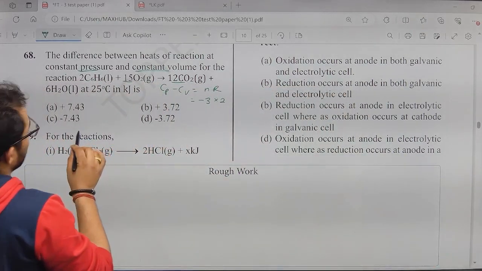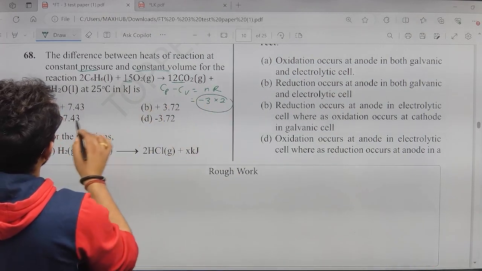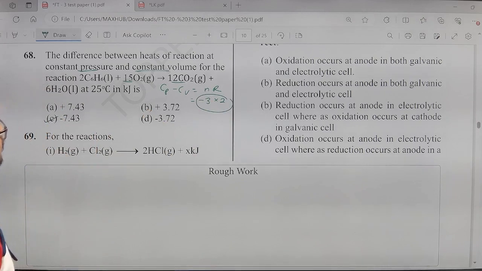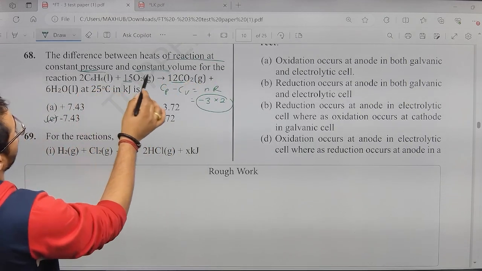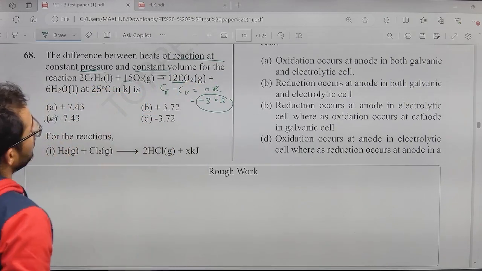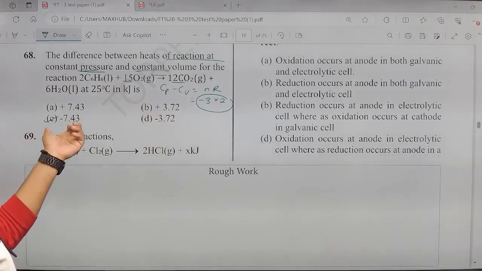So what is going to happen, 3 times 2 is approximately 6, it will be negative, so it will be minus 7.43, or you can see that he is interested in the difference between heats of reaction at constant pressure and constant volume for the reaction. So 12 minus 15, you will do 3 approximately, it will be like this.